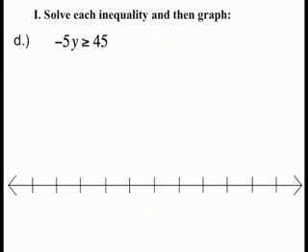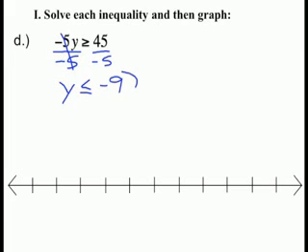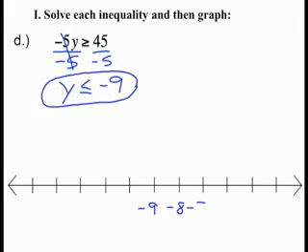Negative 5y is greater than or equal to 45. And negative 5y is negative 5 times y, so we undo multiplication by dividing both sides by negative 5. On the left side, the negative 5's cancel each other out. We're left with y. When you divide by a negative, you must flip the inequality to less than or equal to. 45 divided by negative 5 is negative 9. So y is less than or equal to negative 9.